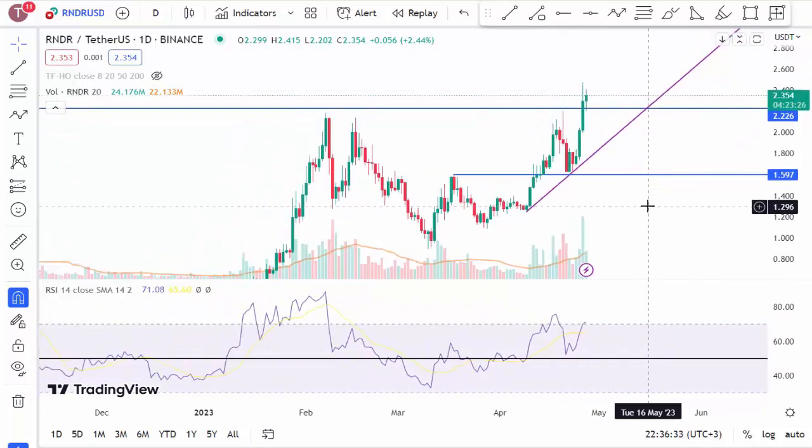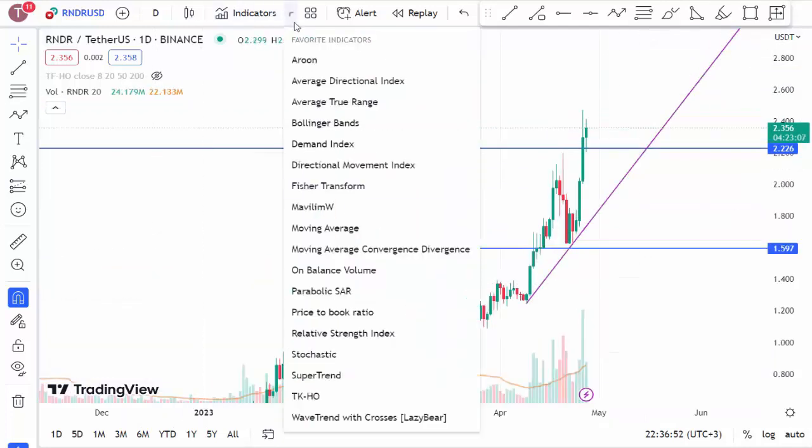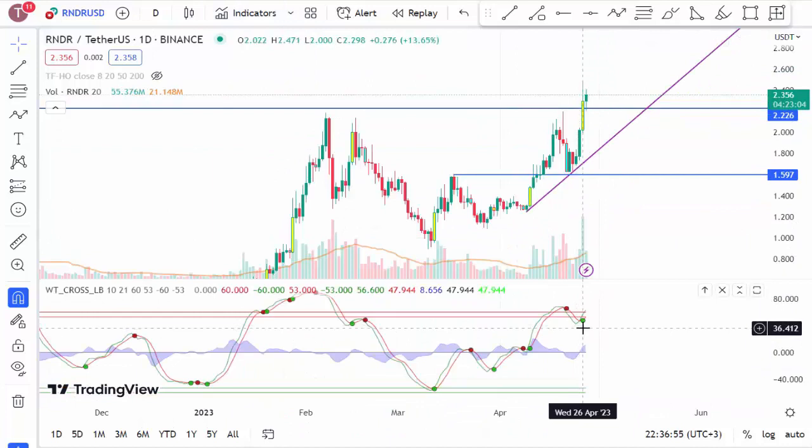It is important to note that we do not sell just because the RSI has reached the overbought zone. The RSI does not work like that. When the RSI reaches the overbought zone, it actually indicates that the trend may continue for a while. This is a small piece of information for you.